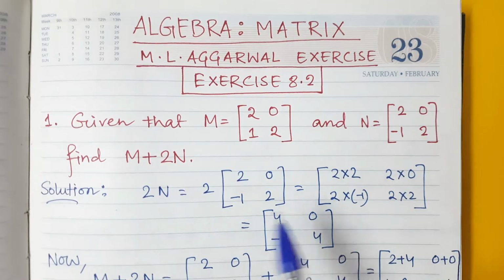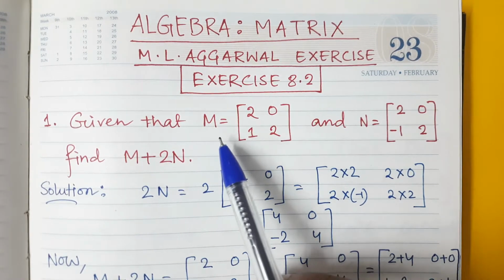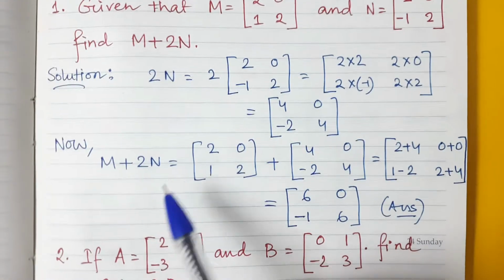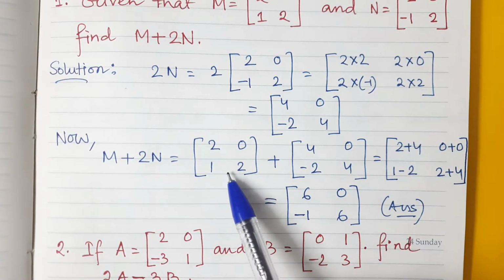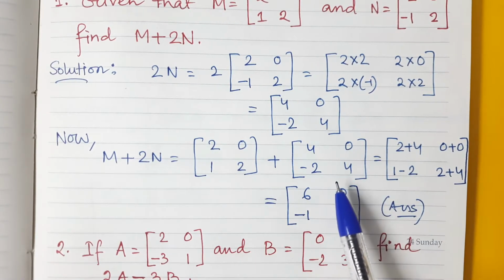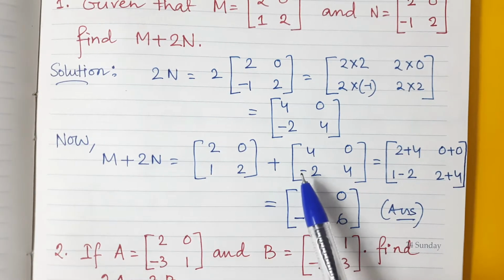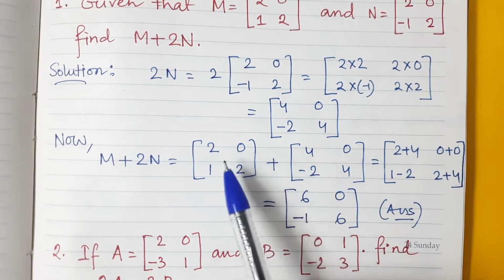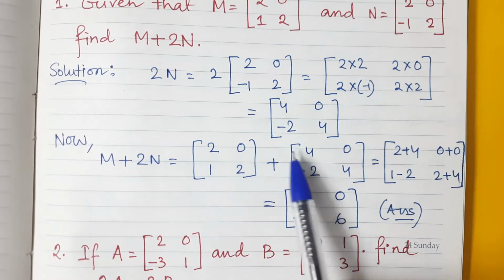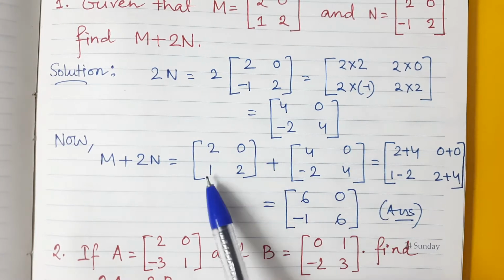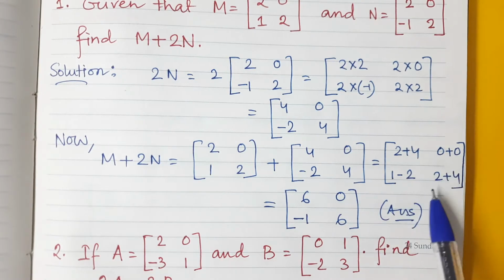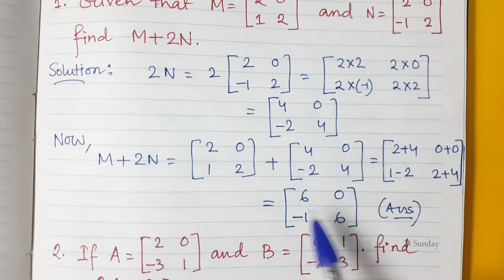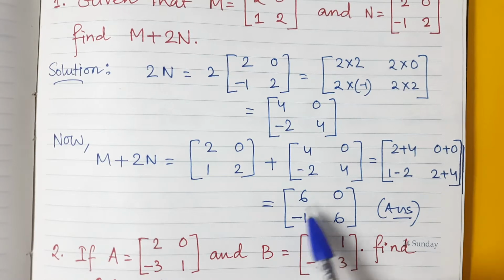Now we have 2N as well as M. So now we will find M plus 2N. So this matrix plus this matrix. Now addition is simple. You just do position wise addition. That means 2 plus 4, 0 plus 0, 1 plus minus 2, 2 plus 4. Here you see. And after the addition you just get this answer. So this is the answer.